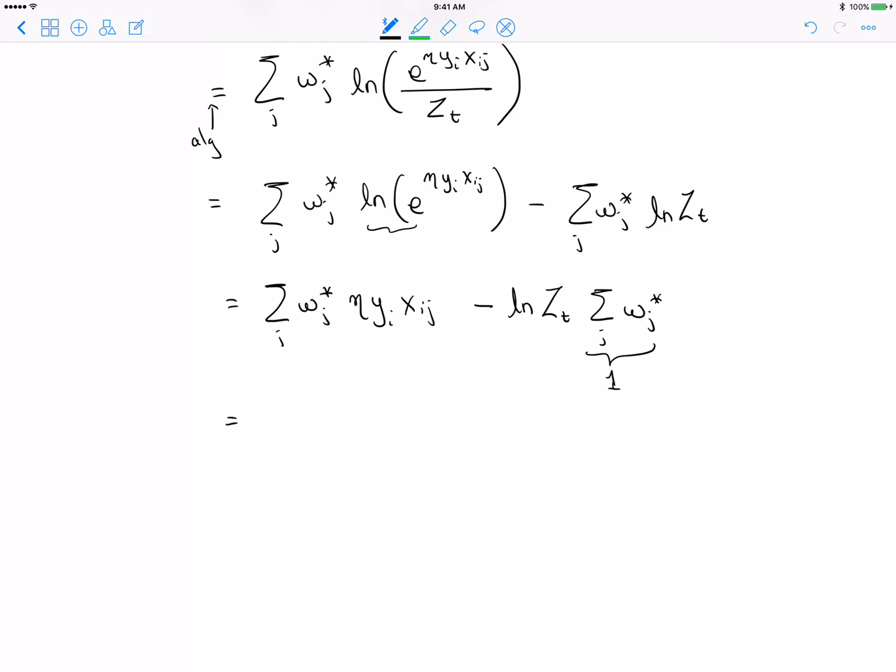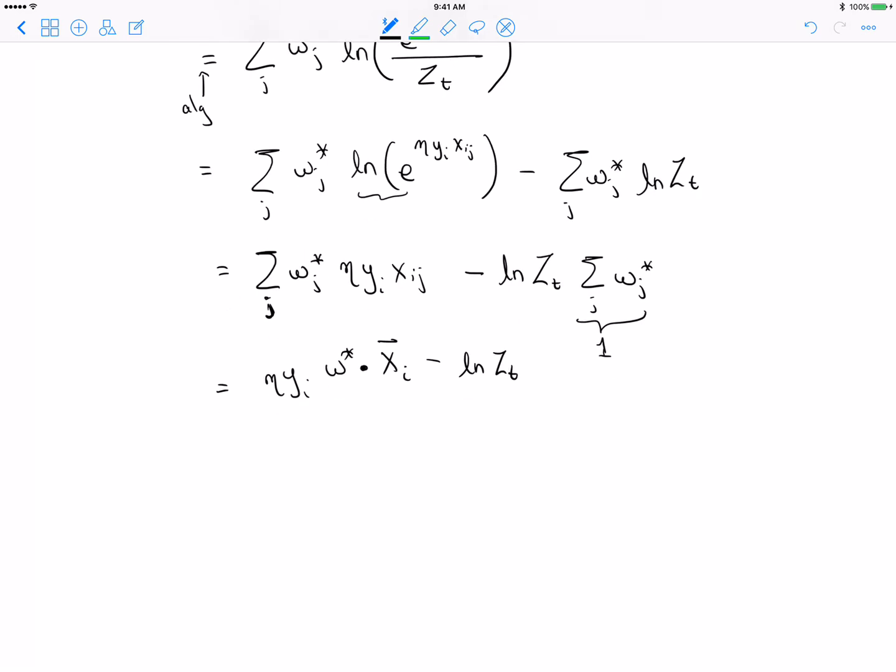So now I'm just going to write this sum over j as an inner product. I'll pull out the eta and the y_i, and then this is an inner product. So this sum over j turns into this dot right there, minus log of z_t.